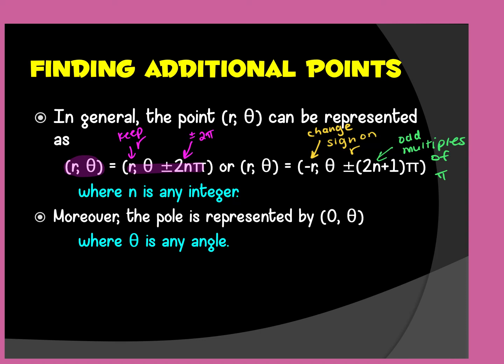And then it says the pole is represented by 0 theta, where theta is any angle. So if I said 0 and pi over 2, and 0 and pi over 4, and 0 and 17 pi over 6, those are all the same coordinate points because my radius is 0. So they would all plot at the pole.